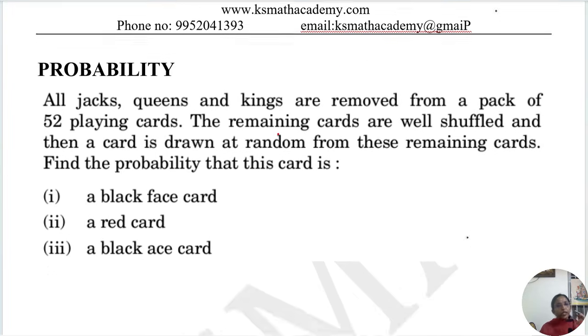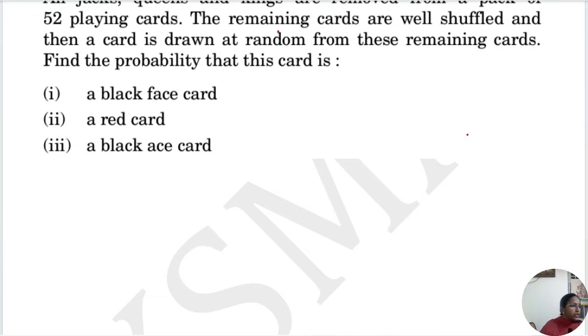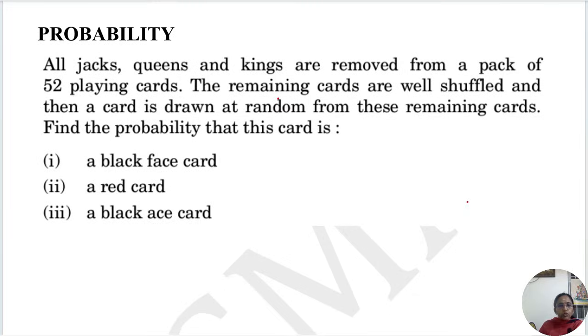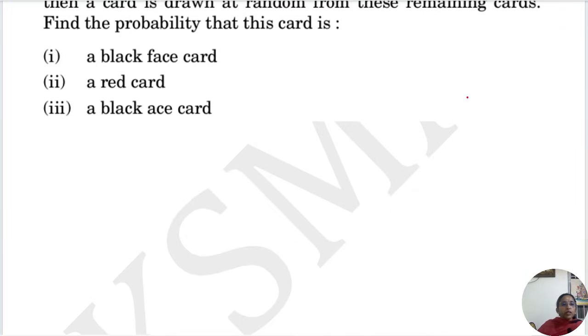So we know very well the total number of cards here is 52. Look at your data. The total number of cards in a deck is 52, but here jack, queen and king are removed from the pack. So now our total will be equal to 52 minus 12, which is equal to 40.